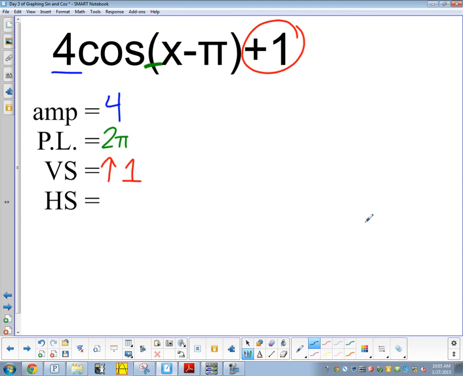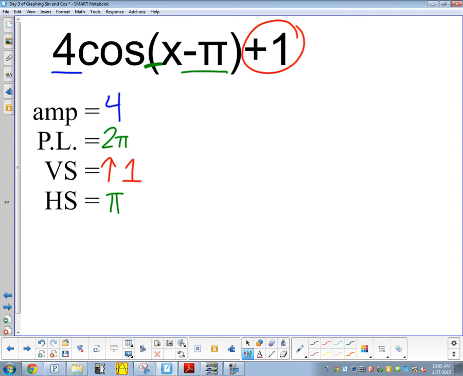We got a little bit confused on horizontal shift. Okay, horizontal shifts, whatever's inside the parentheses. So Kyla, is there something inside of our parentheses? It says minus pi. So we're going to have a shift of pi.